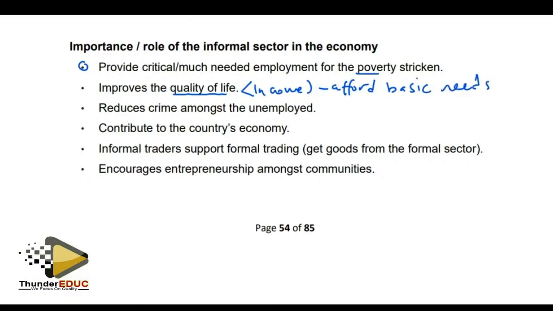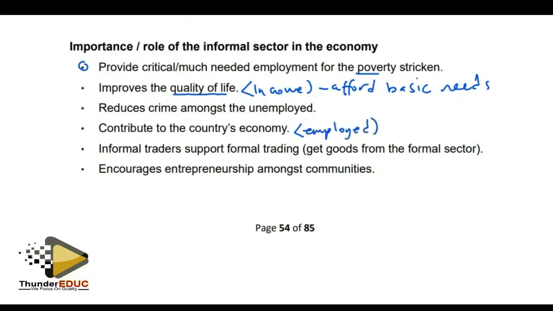It reduces crime among the unemployed, because we know one of the major causes of crime is unemployment, where people don't have jobs, then they resort to crimes such as robbery, hijacking, etc. Therefore, if there are these informal businesses where people can start on their own, it means it reduces the levels of crime within the country and contributes to the country's economy, whereby people are being employed, earn income, etc.